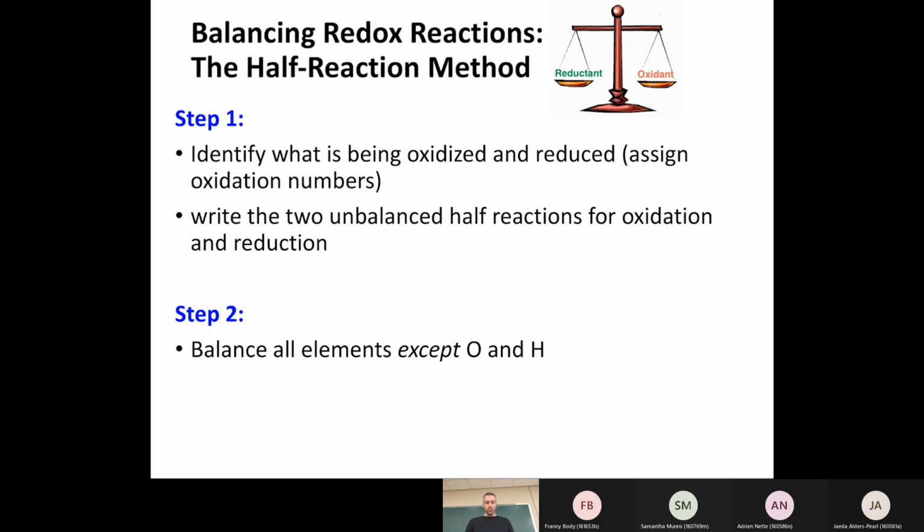Step 2, once you've done that, whatever is being oxidized and whatever is being reduced, split them apart, like we talked about, into those half reactions. So you have your oxidation half reaction, your reduction half reaction. Balance all the elements that are present in there, except for oxygen and hydrogen. Because we're in water, we have a separate step for those elements later on.